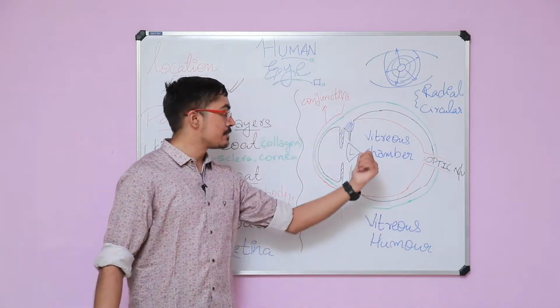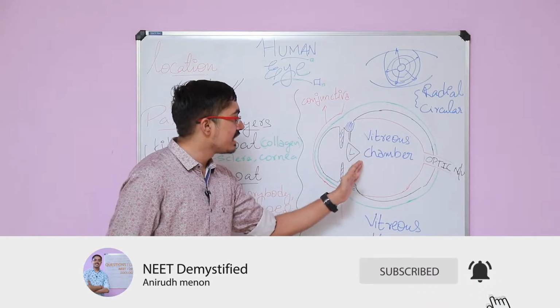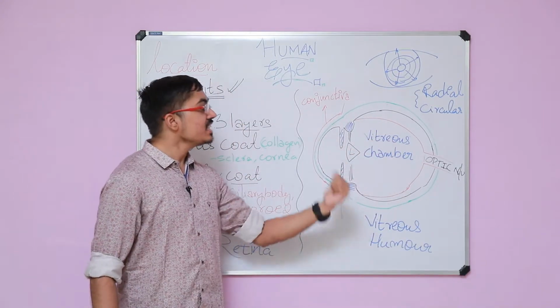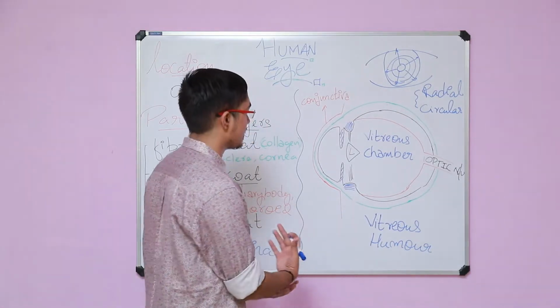How will you describe it? It is the chamber which is present between the lens and the retina. So enclosed between the lens and retina is the vitreous chamber. In the vitreous chamber you will have a fluid that is called vitreous humor. It is a transparent, jelly-like substance.